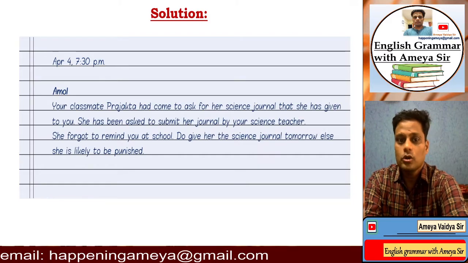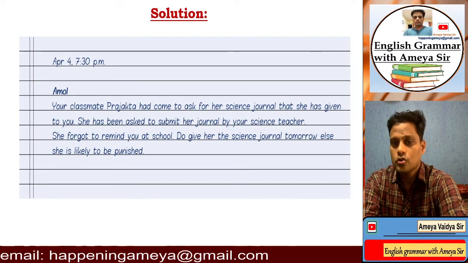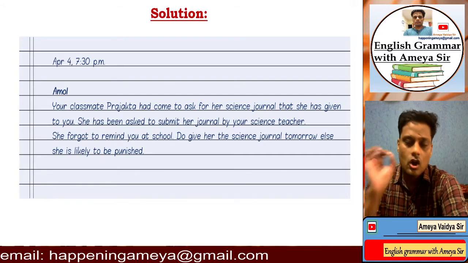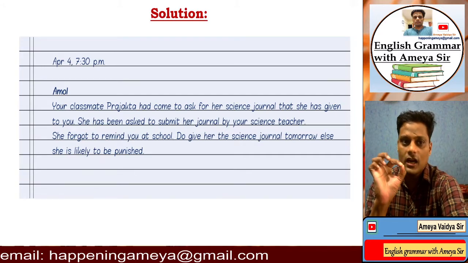So you can say your classmate Prajakta had come to ask for her science journal that she has given to you. She has been asked to submit her journal by your science teacher. She forgot to remind you at school. Do give her the science journal tomorrow, else she is likely to be punished. Crisp, crystal clear, and in short.